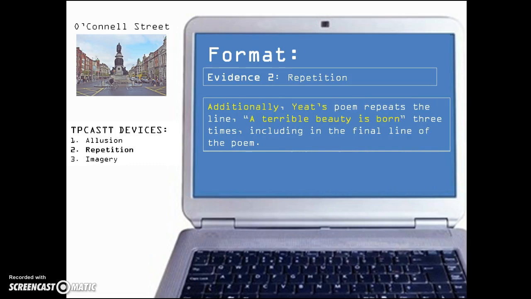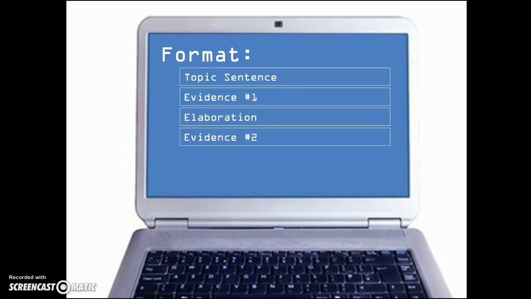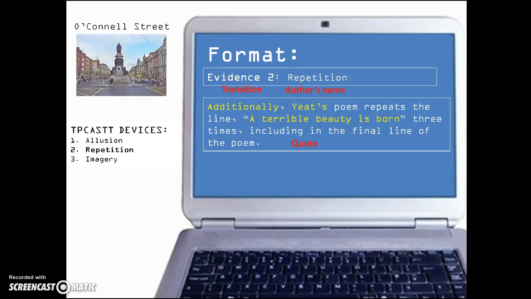So what's important here? Well, for starters, I need to start with a transition. I use the word additionally because this is my second piece of evidence. Then I make sure to use my author's name, and I include my quote, which is an example from the poem where repetition is used. Now, go ahead, write your evidence sentence, and then you can move on to the next section.